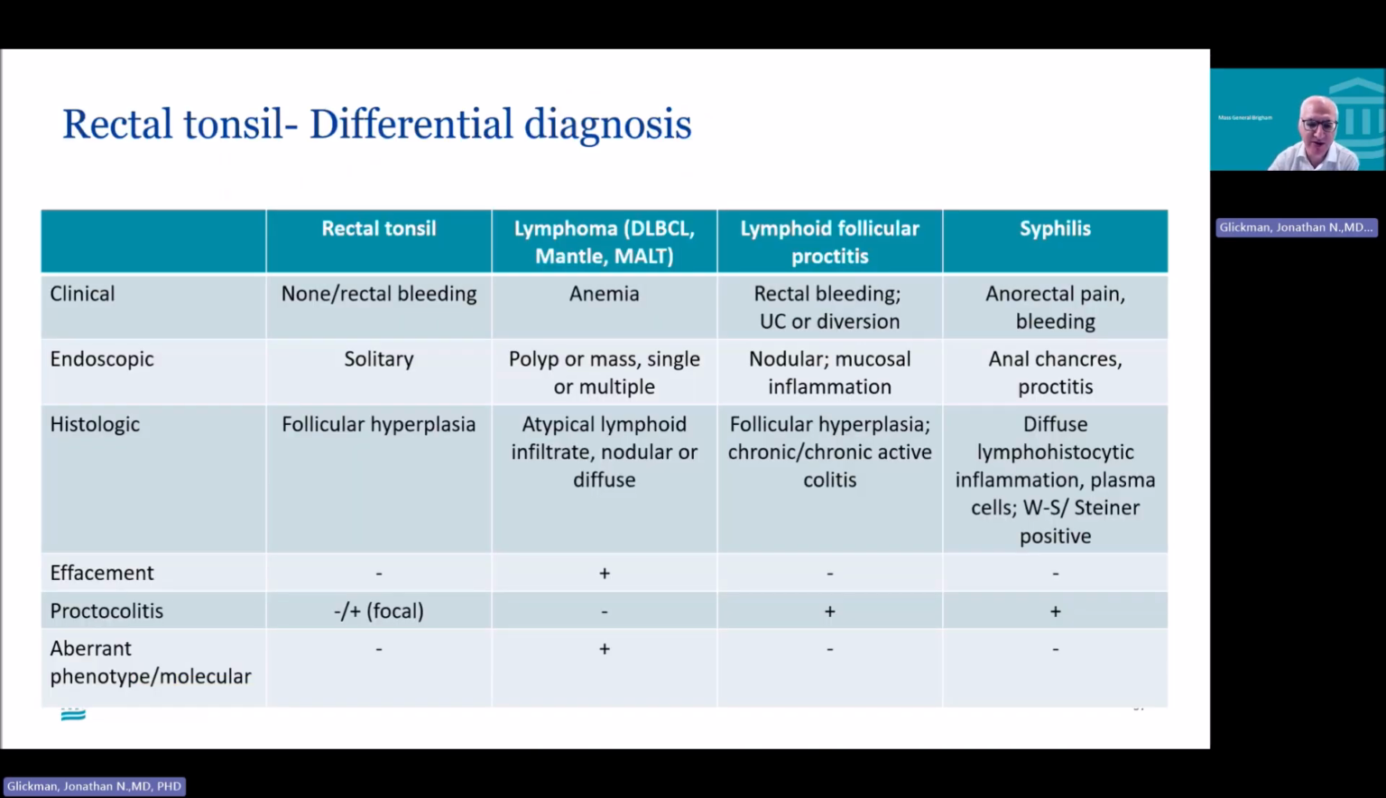It can raise a diagnosis of lymphoma, but you would typically see a more atypical lymphoid infiltrate or certainly an effacement of the lymphoid architecture. If it's associated with some sort of inflammation, one would consider potentially a lymphoid follicular proctitis in the setting of ulcerative colitis, or even syphilis, which would be more of a diffuse lymphohistiocytic inflammation and more of an ulcerating process. But it's usually apparent that one is looking at a discrete lesion here.